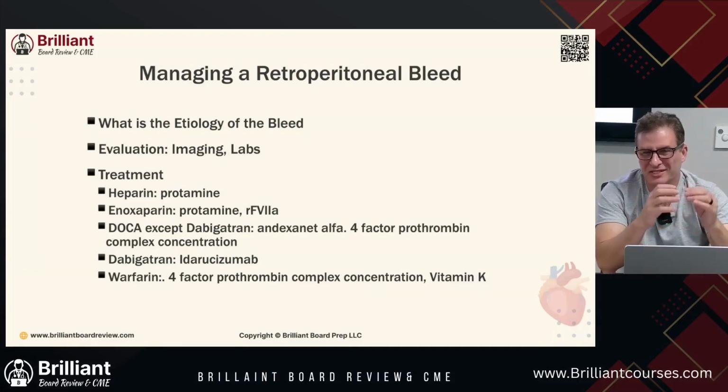These retroperitoneal bleeds, it's hard to get someone to come in and help you unless there's an active bleed that's noted on imaging.